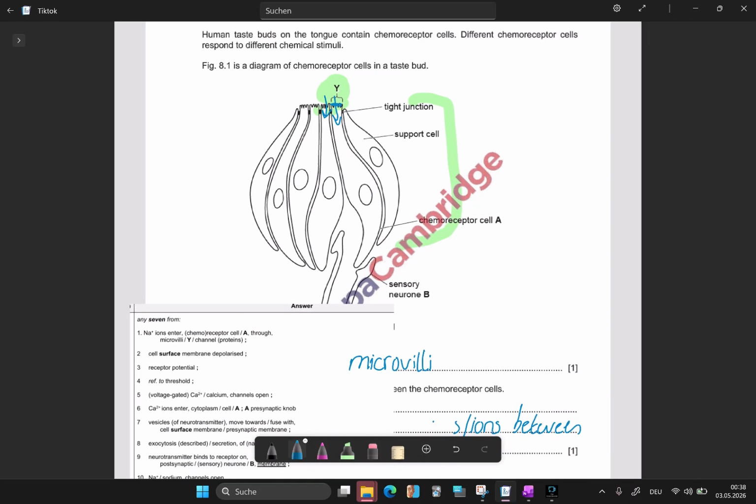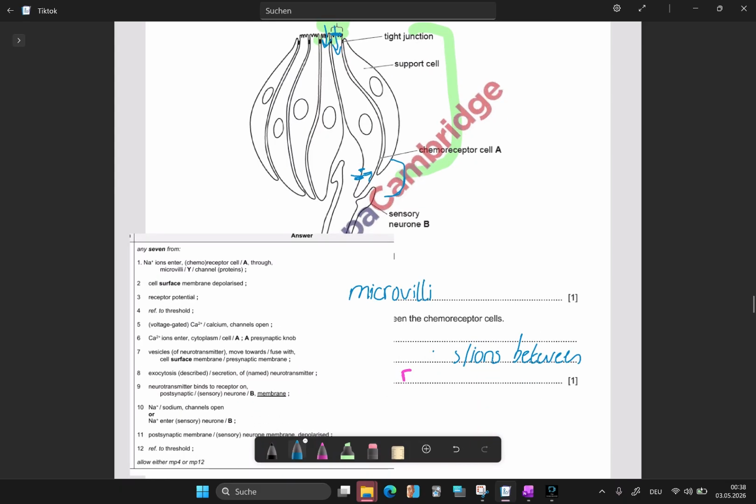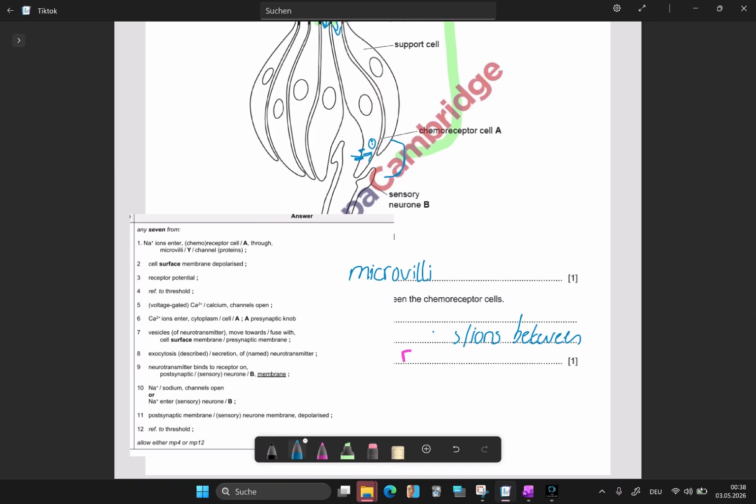Why? Because now we have to talk about the synapse between the receptor and the neuron. The voltage-gated sodium ion channels open in the presynaptic knob, and sodium ions diffuse into the presynaptic knob. Now vesicles carrying neurotransmitter, here we cannot say acetylcholine because the neurotransmitter and receptor are different, so we just say neurotransmitter, fuse with the membrane and exocytosis happens. They bind onto the receptors on the postsynaptic membrane, and then the sodium ions diffuse in, and now the neuron is depolarized.